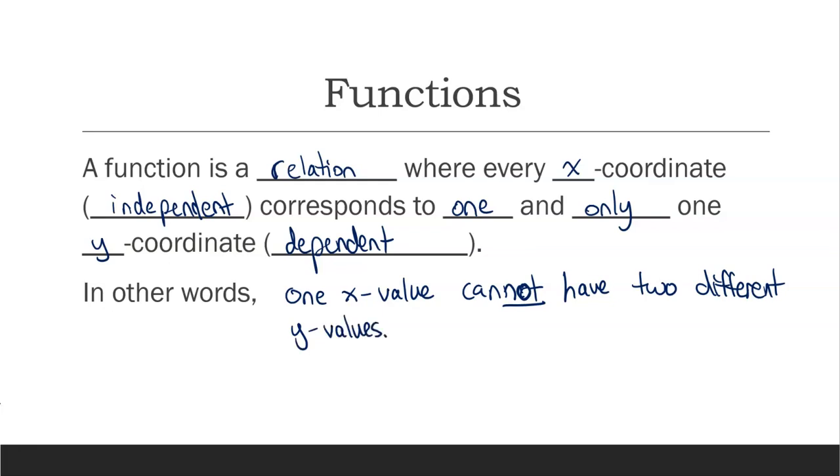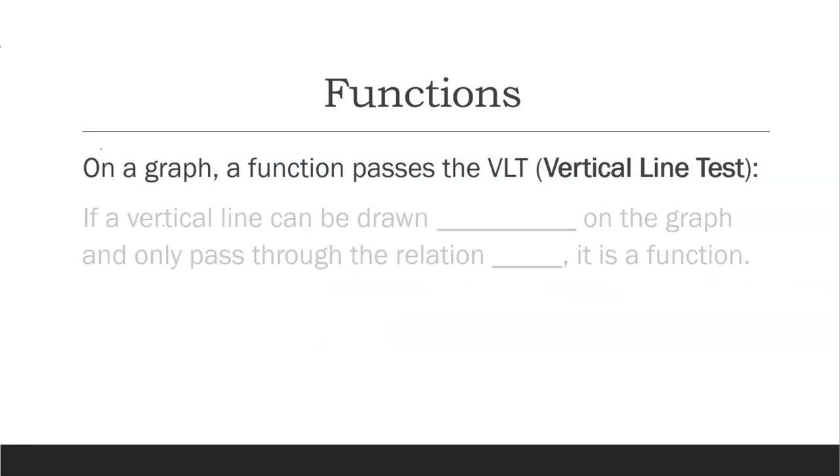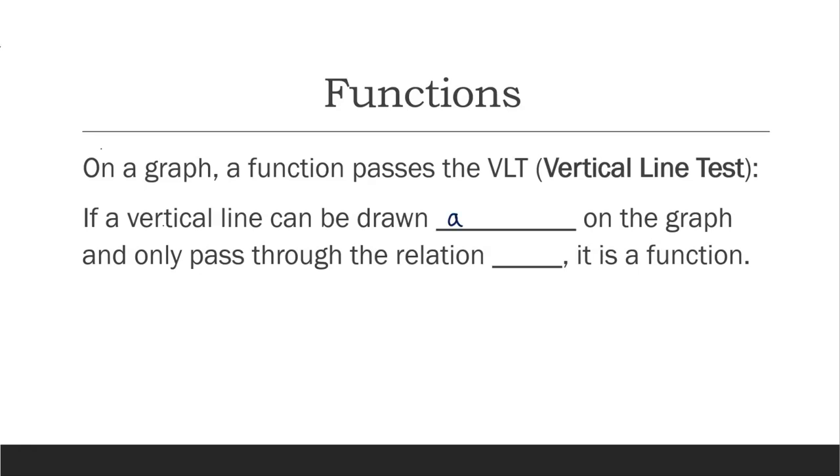Those are all different ways to say that, but one x value cannot have two different y values. That's the key. So let's look at what this looks like on a graph. We can talk about the vertical line test if something is a function.